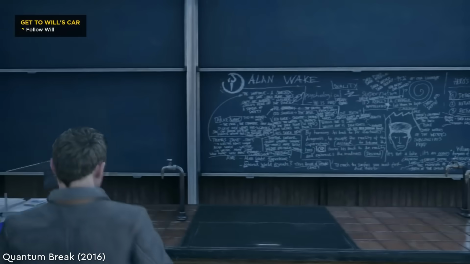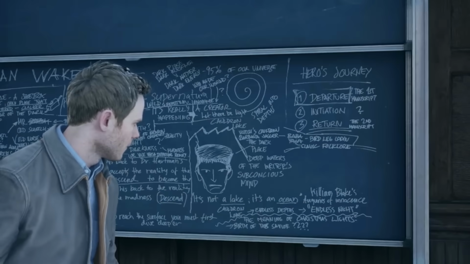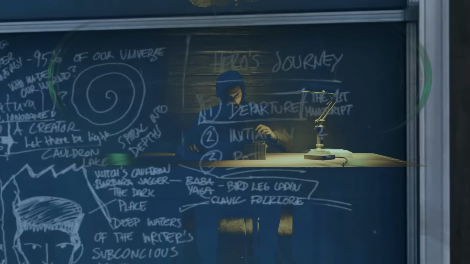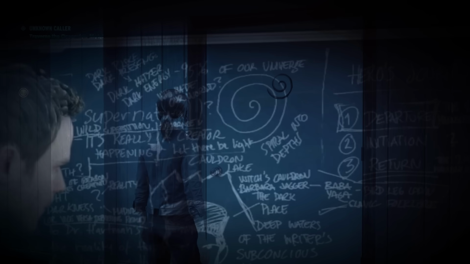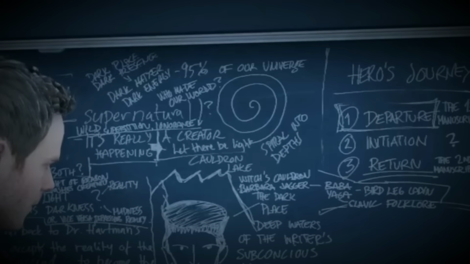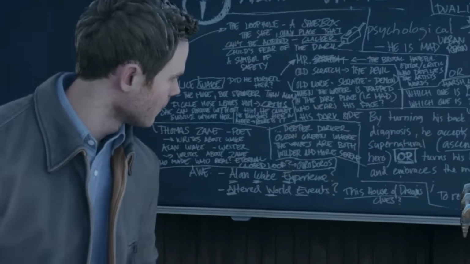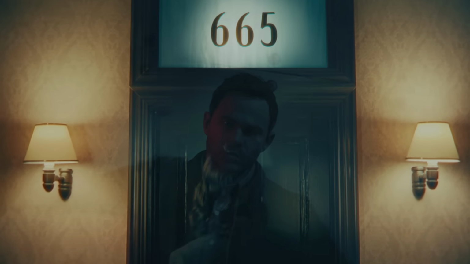In Quantum Break, you can stumble upon this chalkboard that tells you not only the name of the first manuscript that Alan writes in the first game, but the next 2 he will write in the second. It also teases this symbol that appears in both Control and Alan Wake 2 and mentions something about an AWE, a significant plot piece in Control. Quantum Break came out in 2016, well before either of those games.